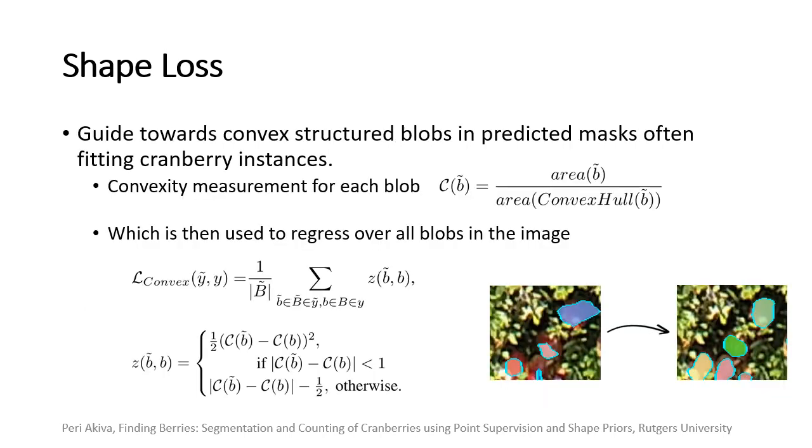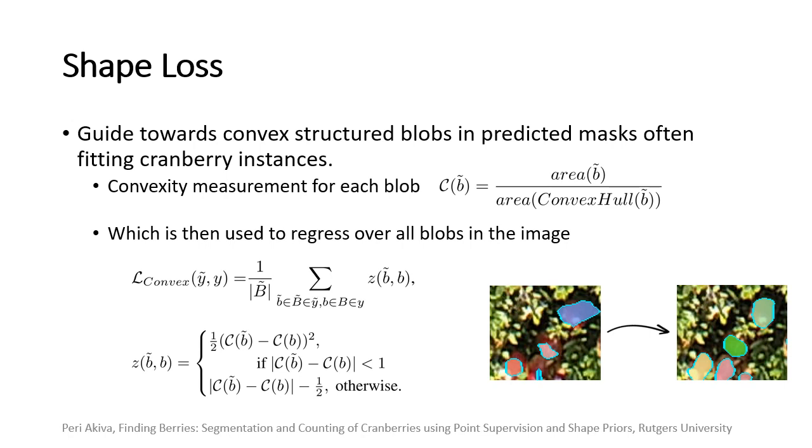The last branch features the shape loss, which aims to better structuring of blobs. This work explores two shape priors that are known about cranberries: convexity and circularity. Here I will be presenting the intuition behind convexity loss. We know that a convexity measurement of a blob can be defined by the area of that blob divided by the area enclosed by its convex hull. If the blob is convex, C of B is simply 1 over 1. The less convex the blob is, the lower its convexity measurement.